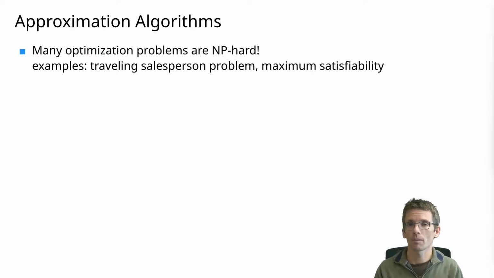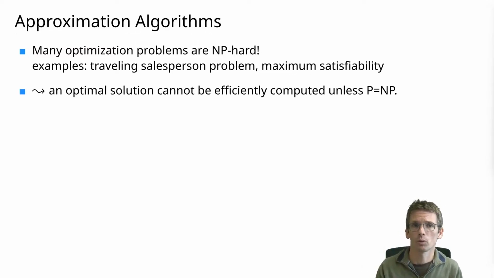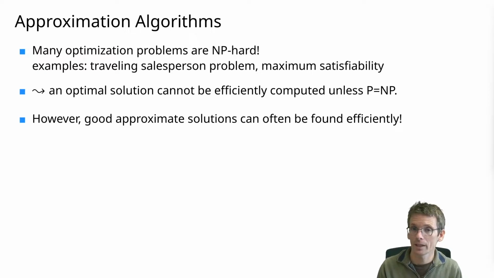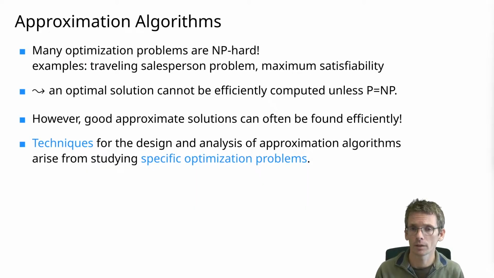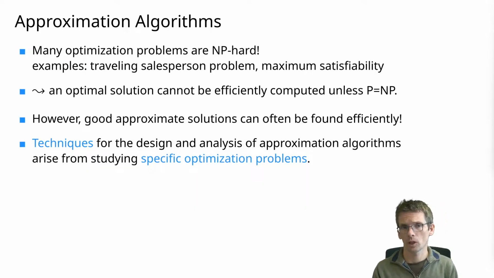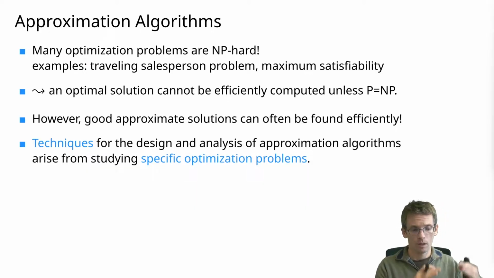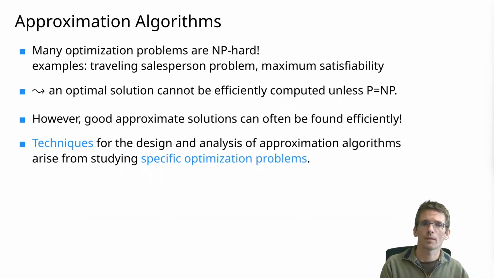So there are many NP-hard optimization problems, and an optimal solution for us is out of reach, particularly assuming that P is not equal to NP. However, in many cases, we can find good approximations. So that's what we want to do. And we want to learn about techniques to design approximation algorithms. And we do so by the example of specific problems.